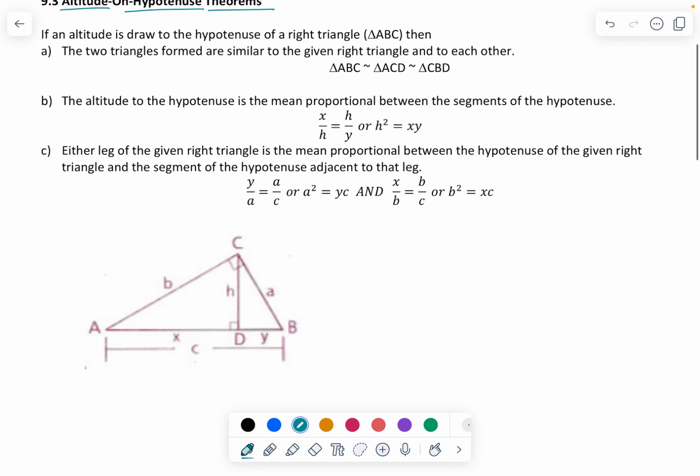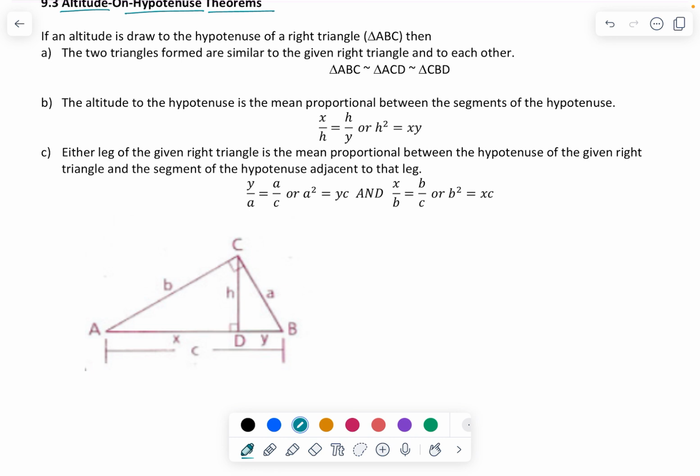So notice in the picture here, we have the big triangle, ABC, which is a right triangle. And then we have the altitude drawn in. So I'm going to just highlight that here. So H here is the altitude, okay? Remember, the altitude is like the height of the triangle. It's perpendicular to the base and goes to that vertex perpendicular to the base. So that's the altitude.